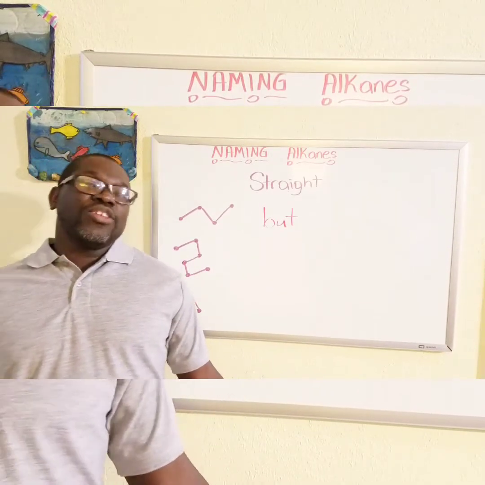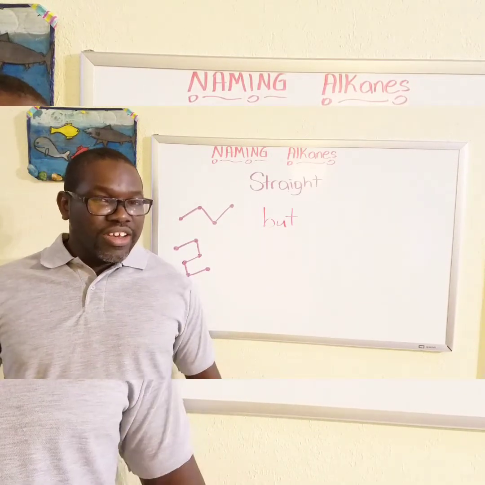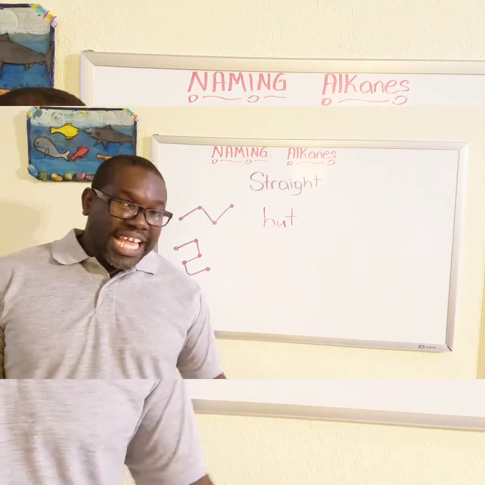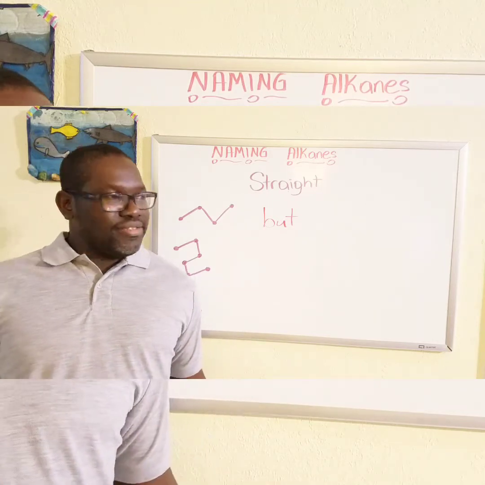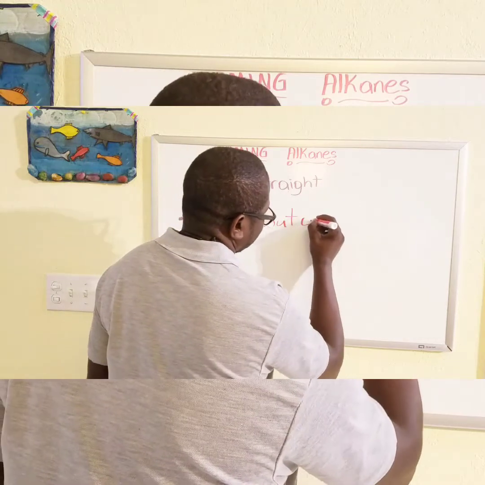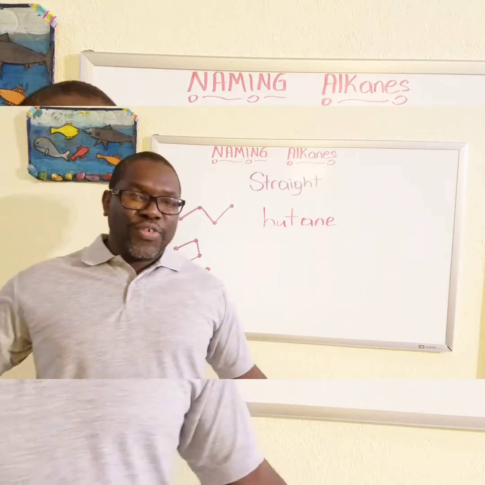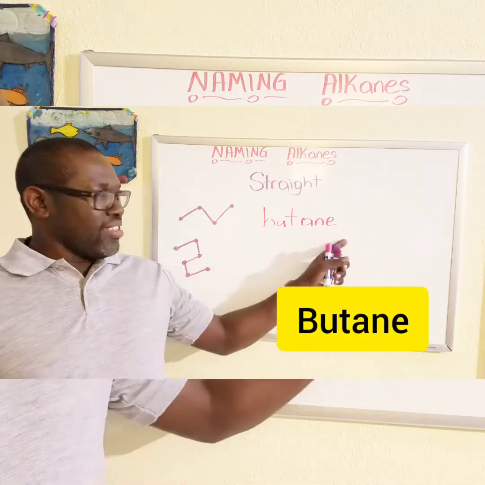Now identify the number of carbon atoms in the longest carbon chain. We now need to find the suffix. And since it's an alkane, the suffix is "-ane". So that's the name of our first compound, butane.